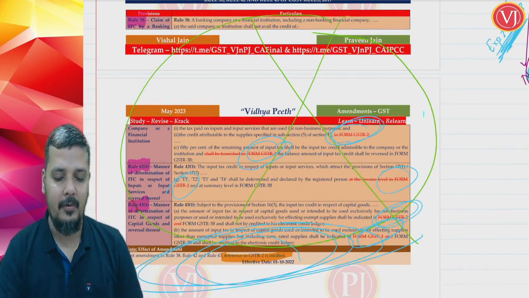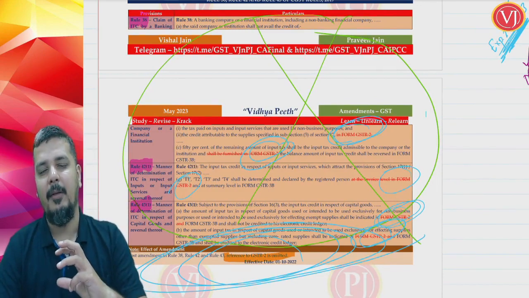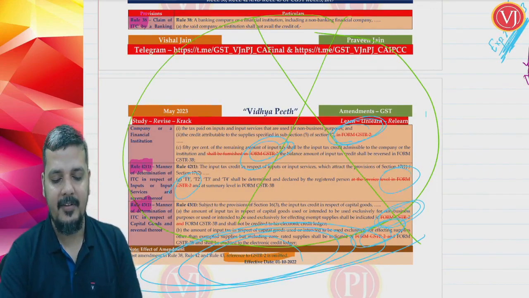So from the exam point of view, it is not at all important. It is only an impact of amendment. Because of other amendments, there is a corollary amendment which has come out here.